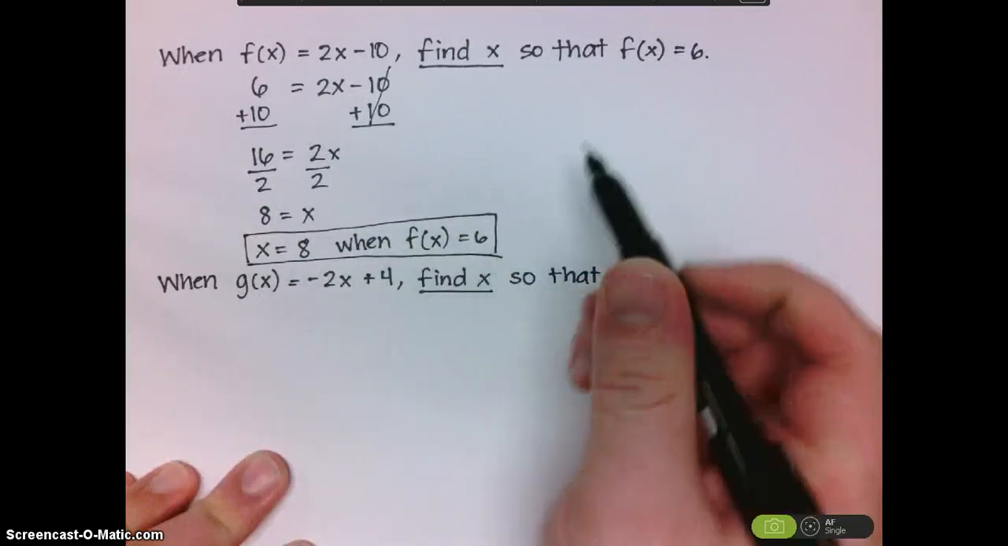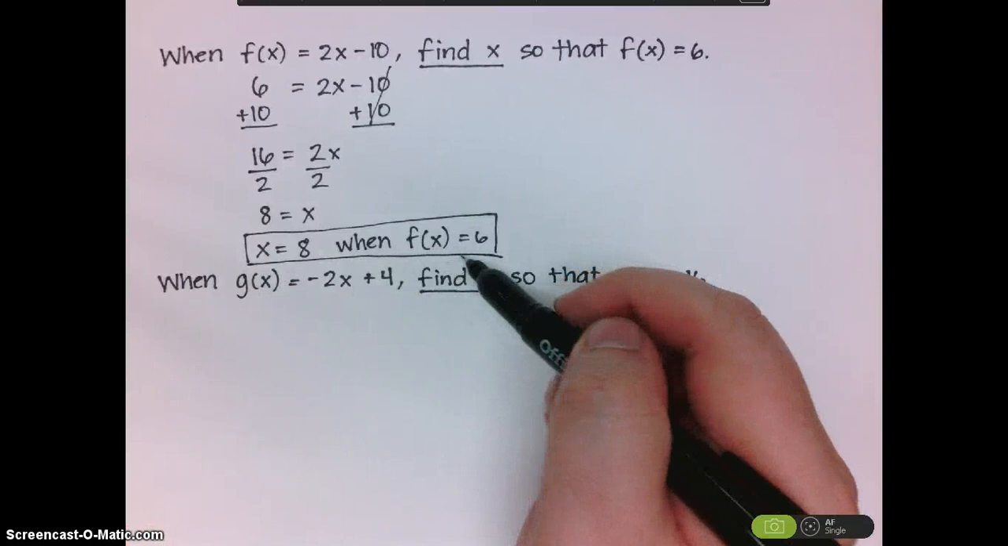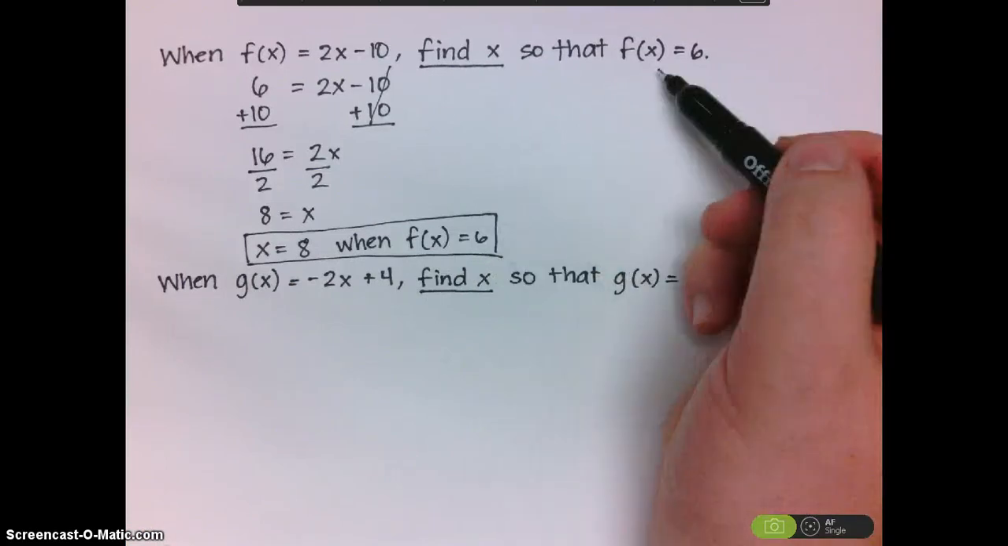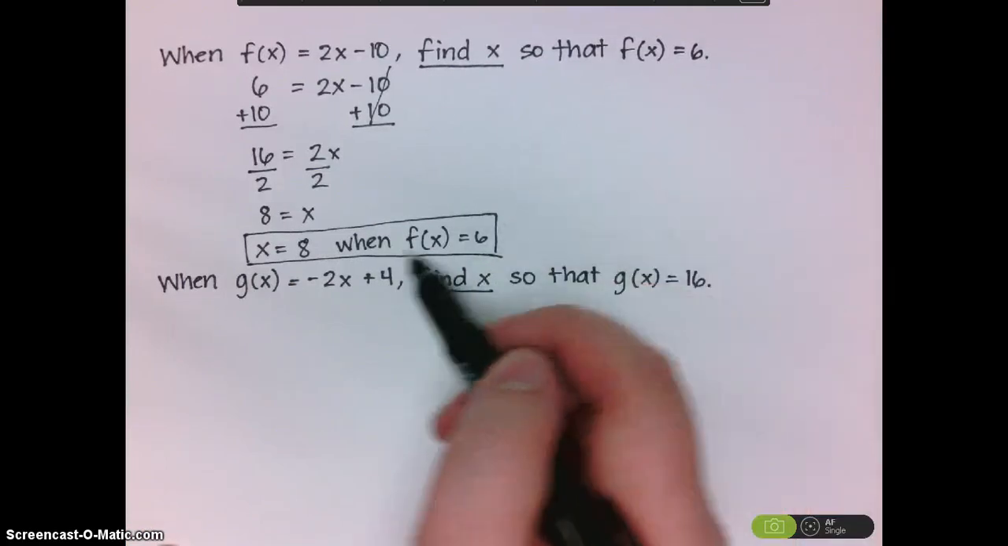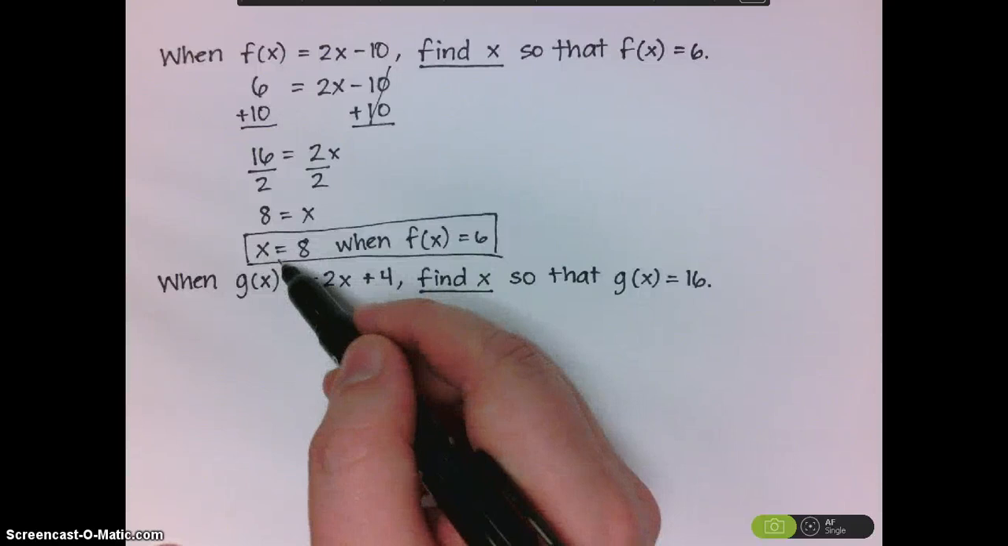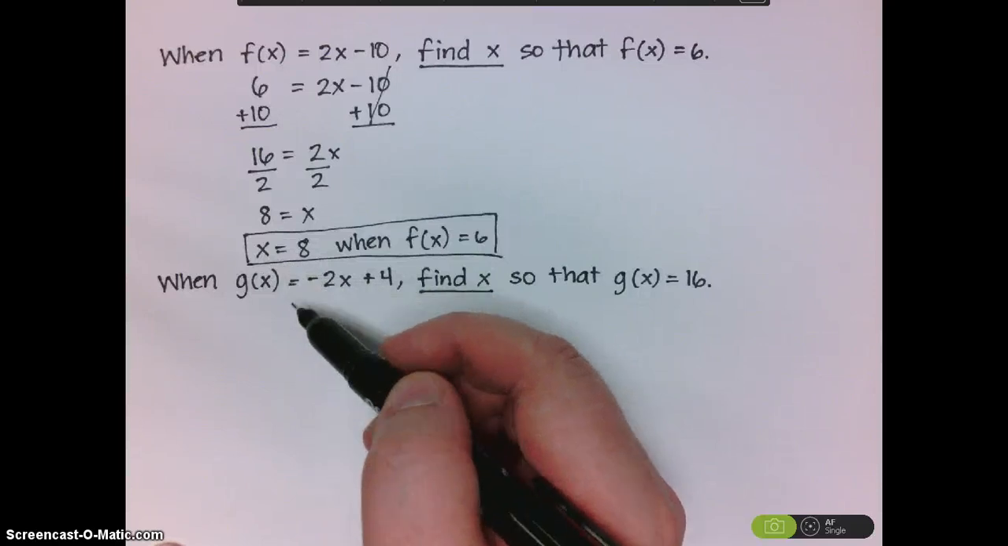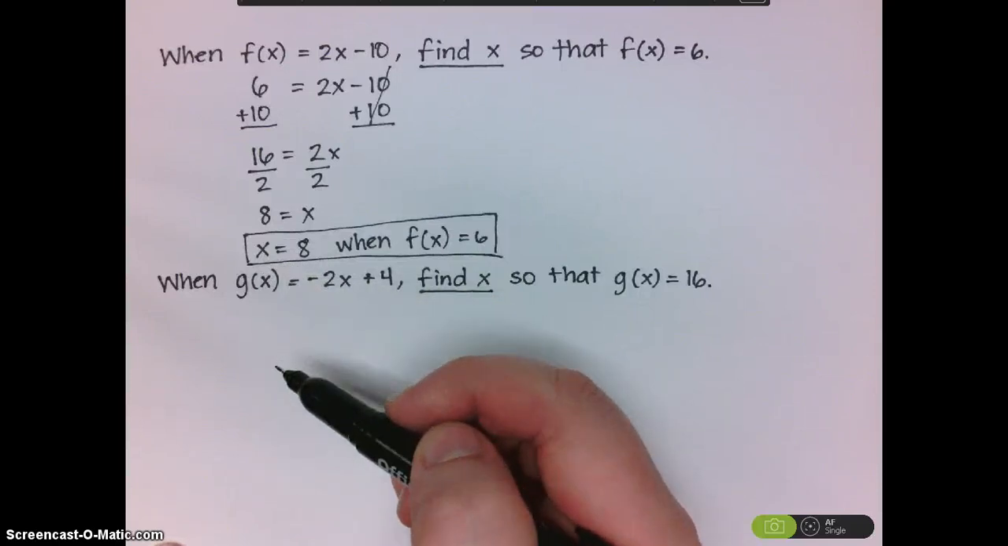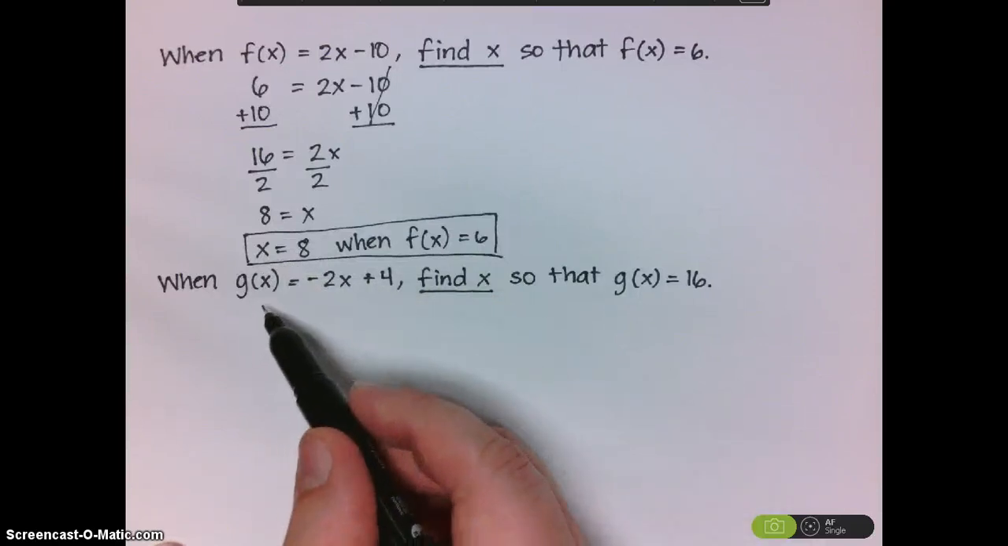I needed to include this last part, when f of x was equal to 6, which is what I was given in the beginning, so that I know when x is going to equal the number 8. So why don't we do this with one more function.